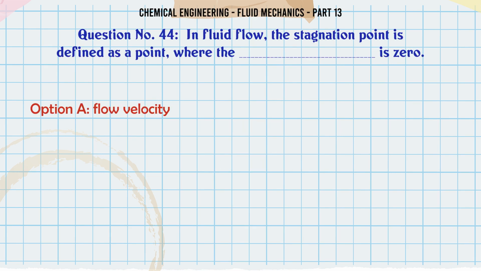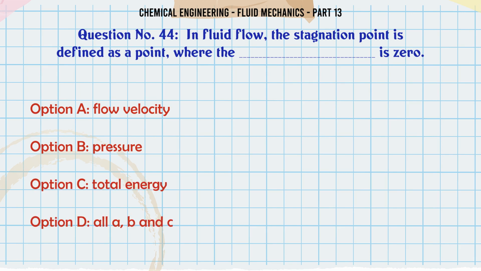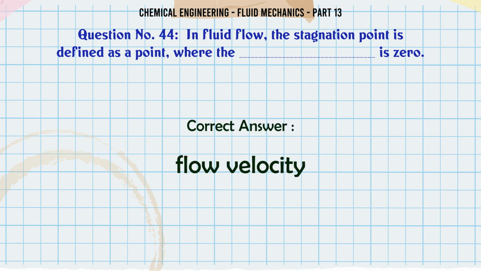In fluid flow, the stagnation point is defined as a point where ___ is zero. A. Flow velocity, B. Pressure, C. Total energy, D. All A, B, and C. The correct answer is flow velocity.